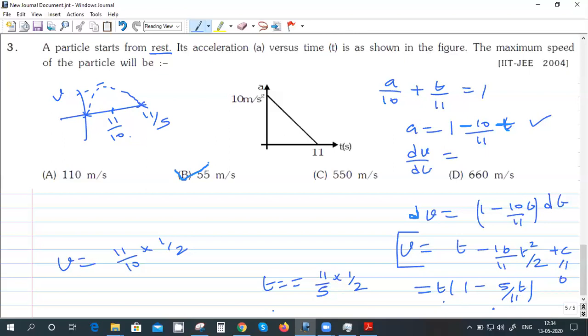How do you get 55? How do you get it? So sir, it is showing. Huh? So that is the answer it is showing. Yeah, I know that.